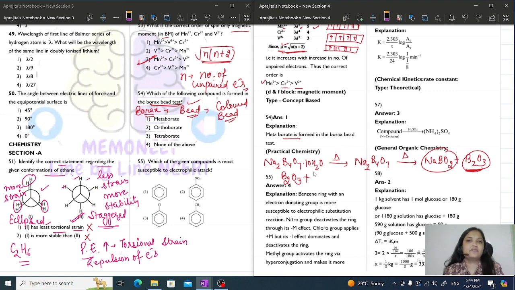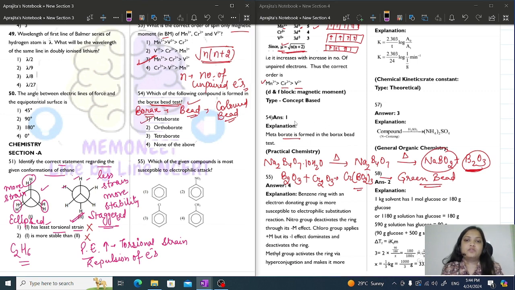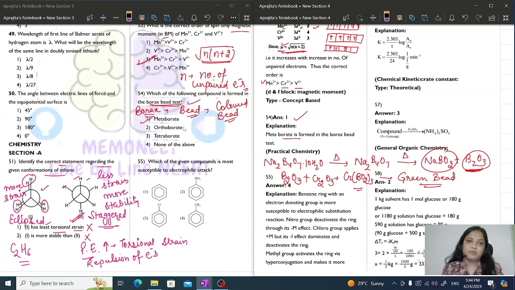Let's say we are having chromium oxide. It will react with chromium oxide to form chromium metaborate. Now this chromium metaborate will come out as a green colored bead, and we can get to know that yes, it is the chromium metal present in the given mineral. So basically what is happening, we are getting metaborate. So the answer is option number 1, metaborate.